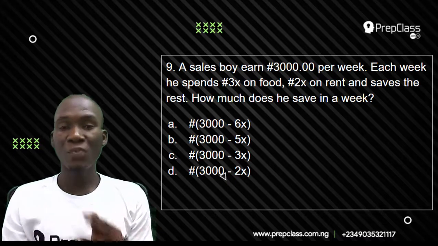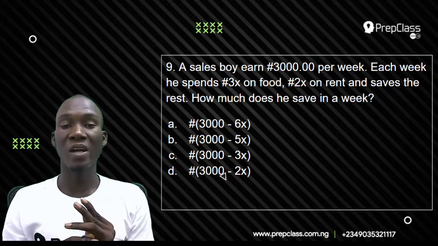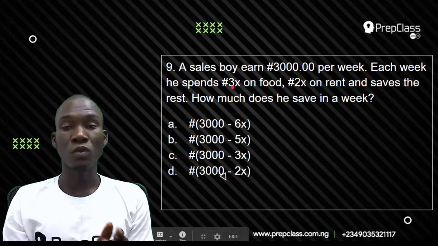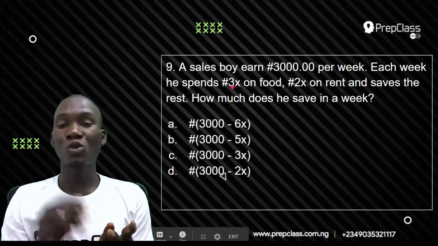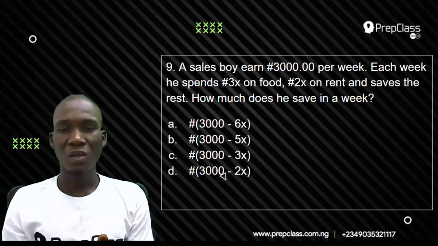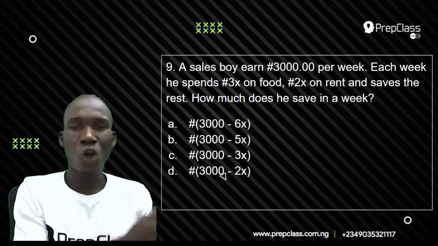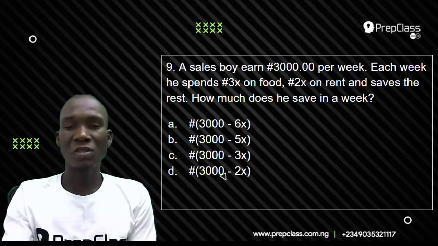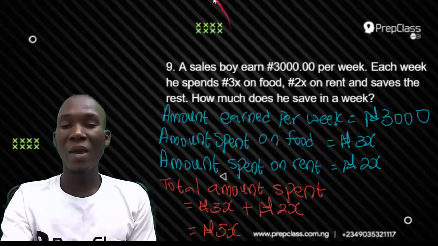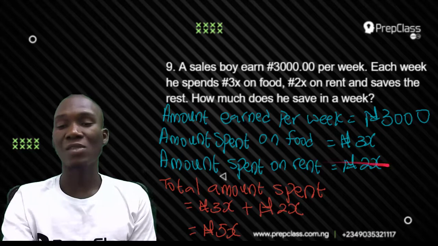Now, the boy is earning 3,000 naira per week. So in a week, he's going to earn 3,000 naira. In that same week, he's going to spend 3x naira to buy food. Also, he's going to spend 2x naira on rent, and he's going to save the remaining. So this means that from the money he's earning, he's spending some and he's saving some. So that brings us to amount earned per week is 3,000 naira. Amount spent on food is 3x naira, and amount spent on rent is 2x naira.